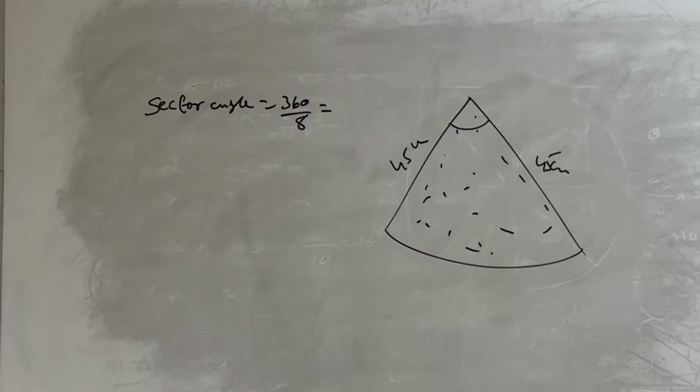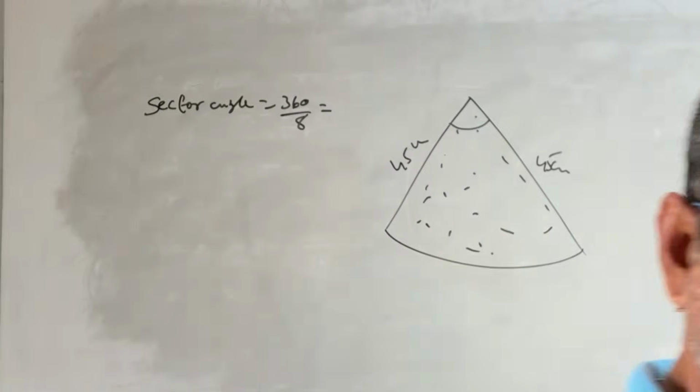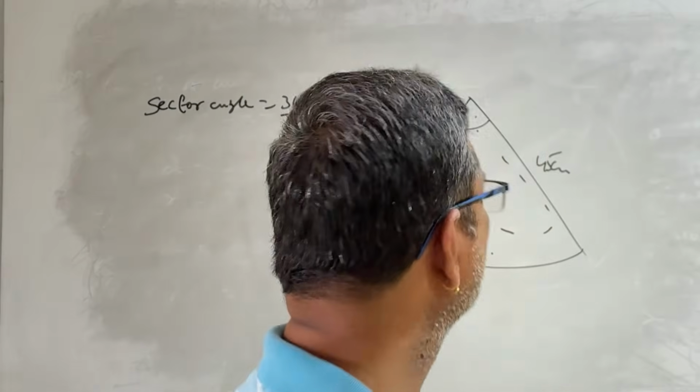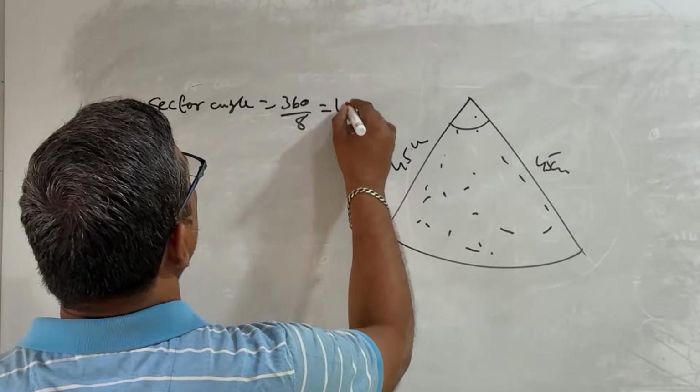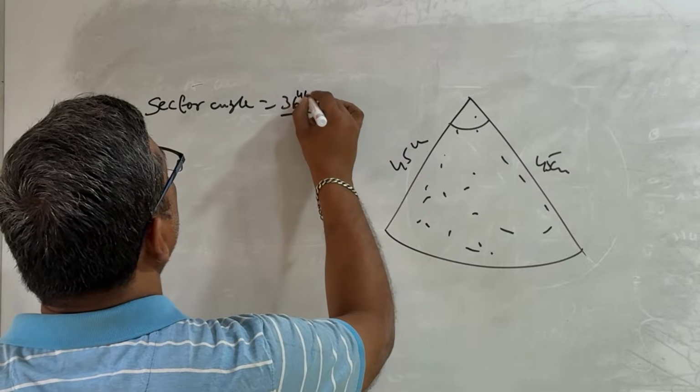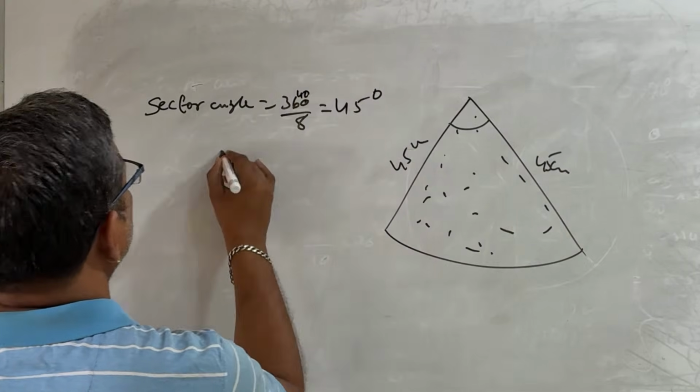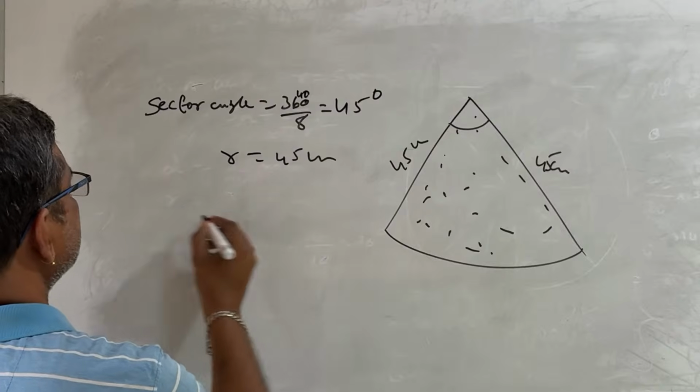Sector angle 45 degrees, radius 45. Find out the area of the sector fast. 8 fours are 32, 8 fives are 40. Radius is also 45 centimeters.